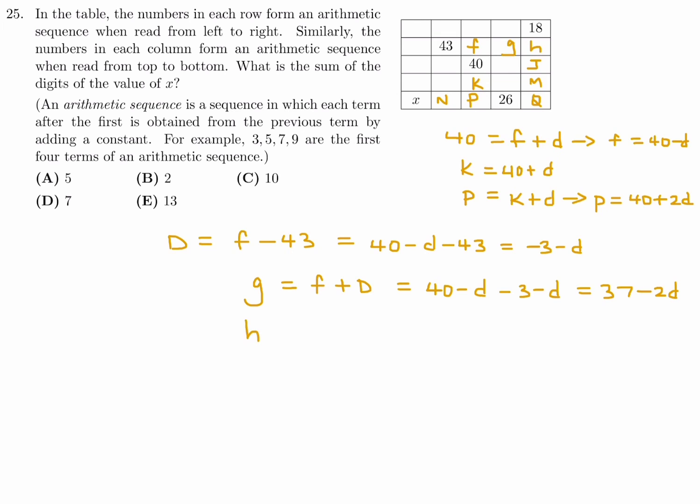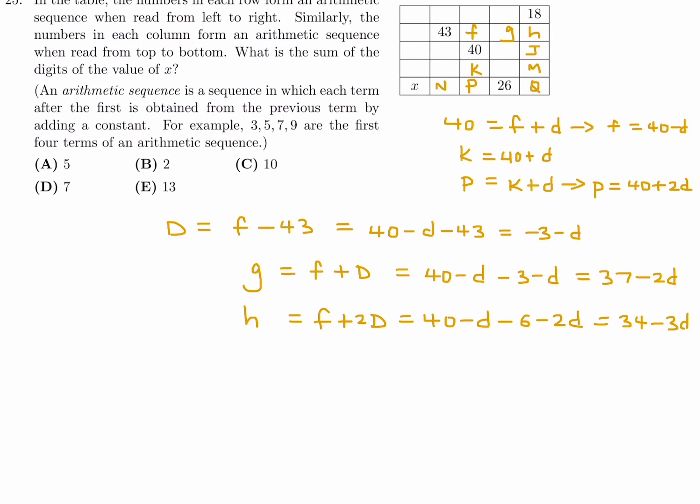And then H, which is right here, in a very similar way, we can say is F plus 2D. So it would be 40 minus D minus 6 minus 2D. So that's going to be 34 minus 3D. All right, great. So what we can do now is we can take this table and fill it with what we have discovered so far. So let's make a little table and fill in what we have.